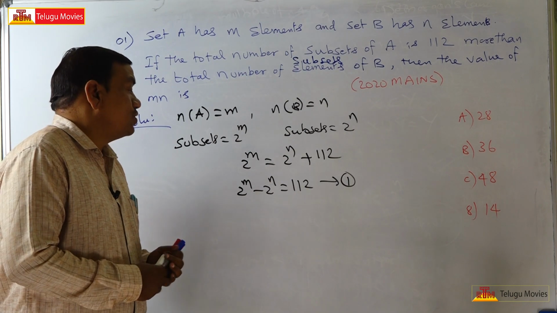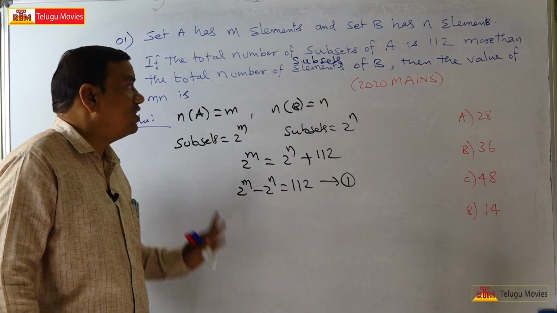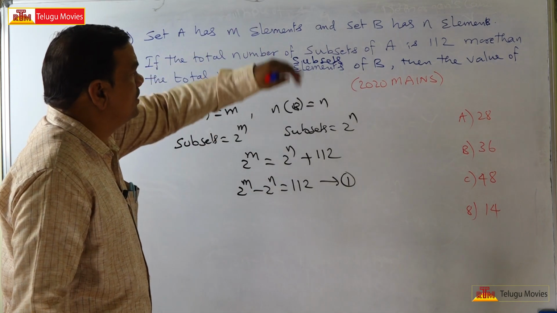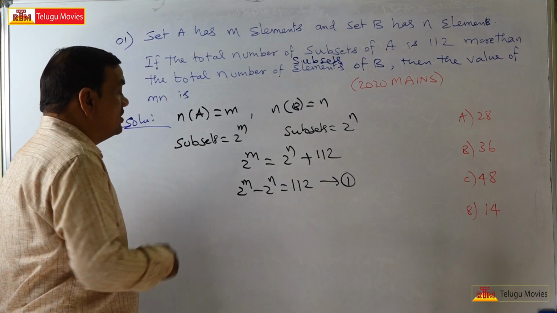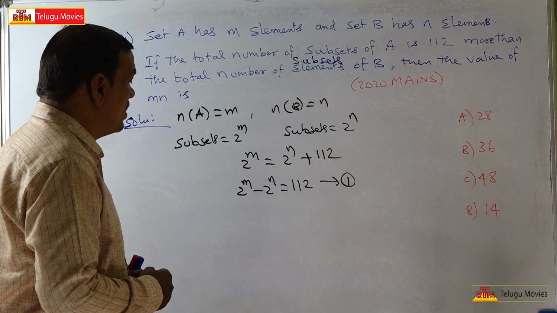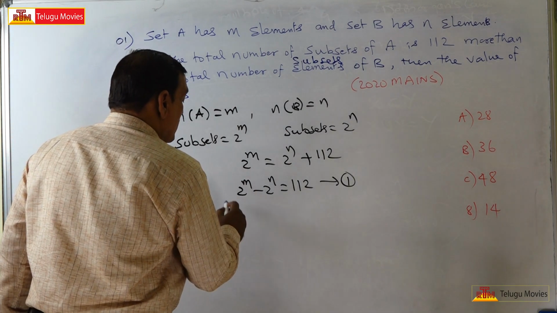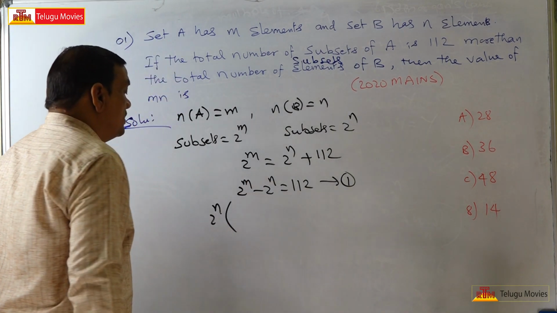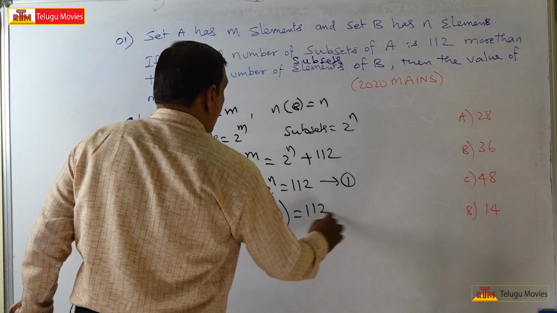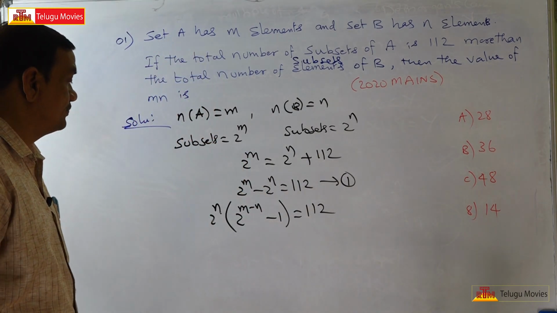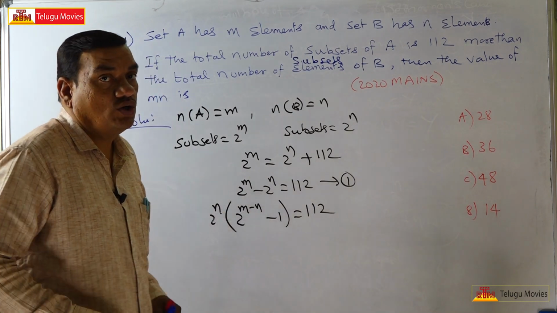As you know, if you want to find two values, you require two equations, two variables, two equations, but you got only one equation. Is any more information given? Nothing is given. Then how to solve this? First, take 2 power n common outside. So this is equal to 2 power n into 2 to the power of m minus n minus 1 is equal to 112.